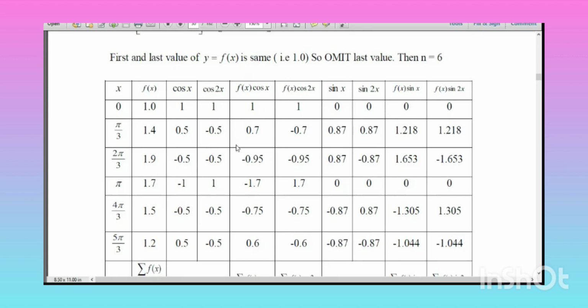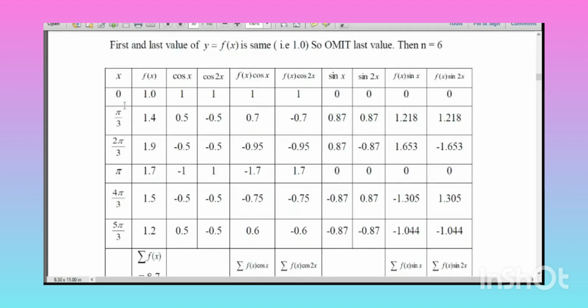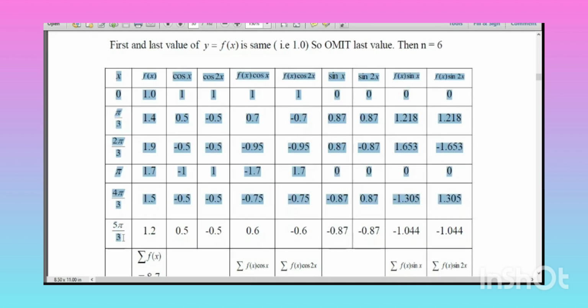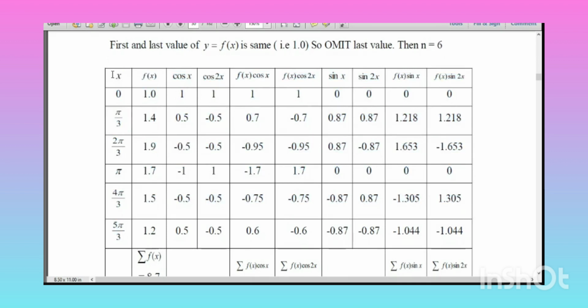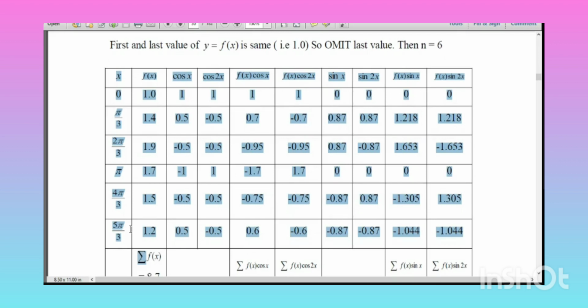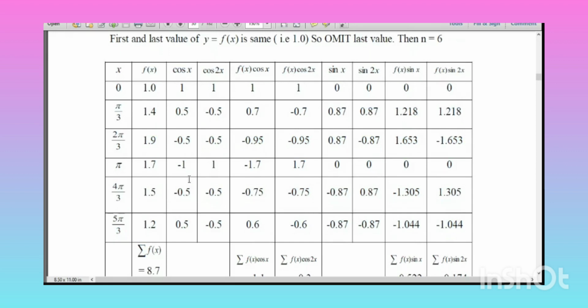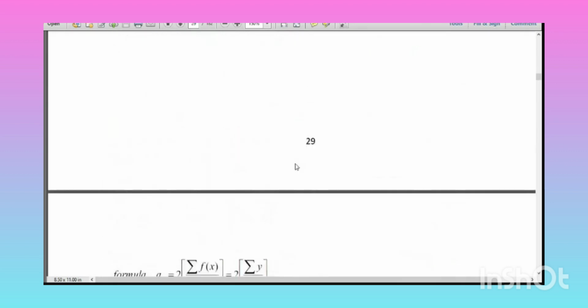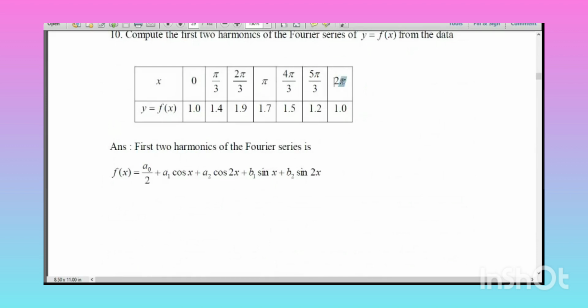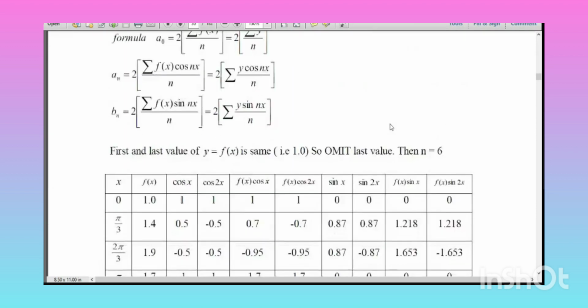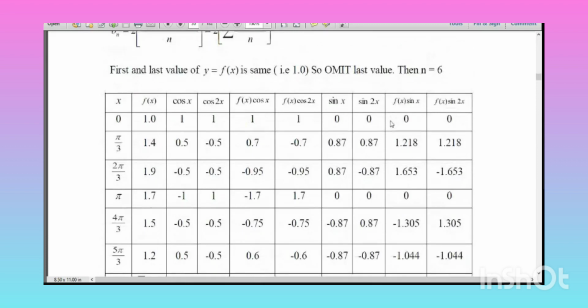table. So we have taken the table, tabular column, there we will use all the values. Okay, so first column is x value, x. Next one, f of x. These two values are given. Next one is the last value we have omitted. So that's why we cannot take 2 pi. We will never consider the last value. So 2 pi, 1.0, so I have taken here. If you have a calculator, then only you can write, I think.